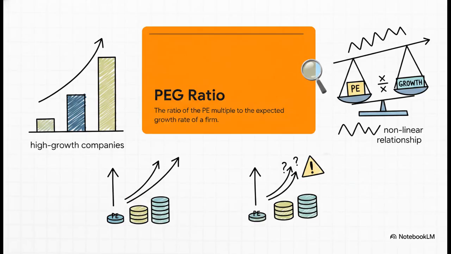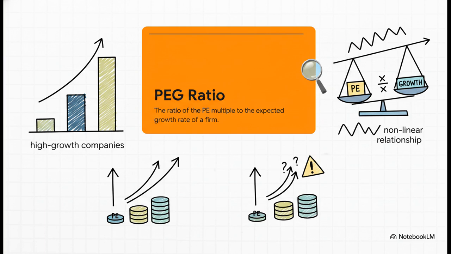Now, sometimes a standard PE just doesn't cut it, right? Especially when you're looking at really high-growth companies. Enter the PEG ratio. This is simply the PE multiple divided by the firm's expected growth rate. It's a specialized, modified tool specifically designed to control for those wild growth differences across firms.